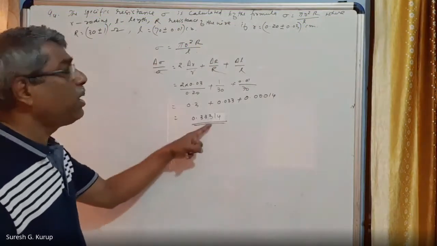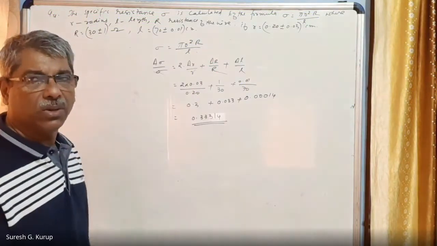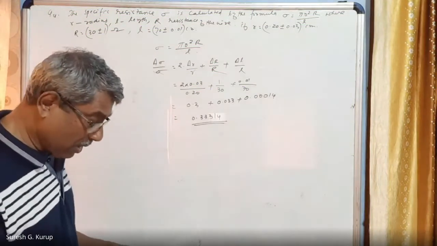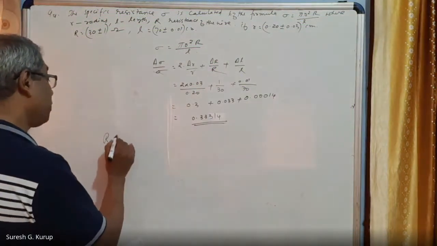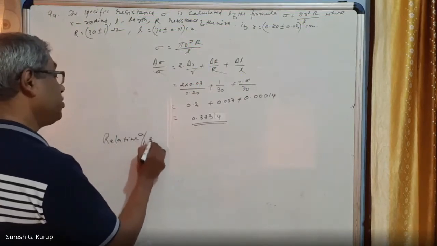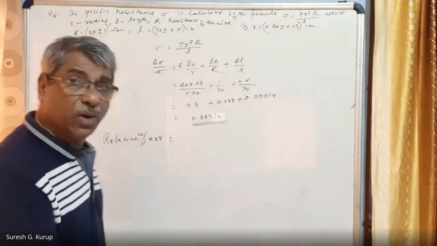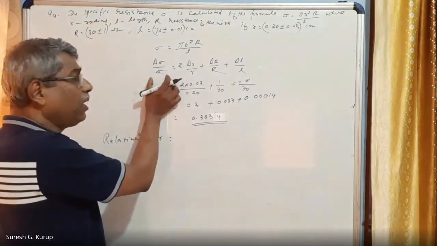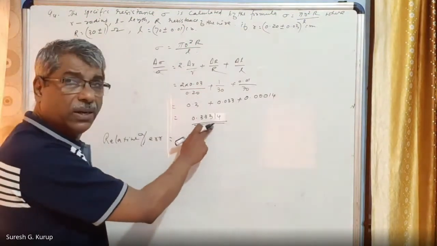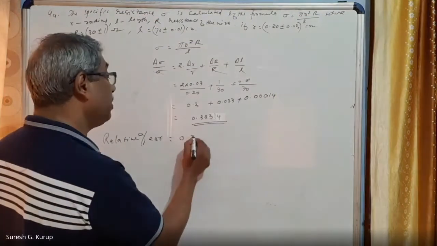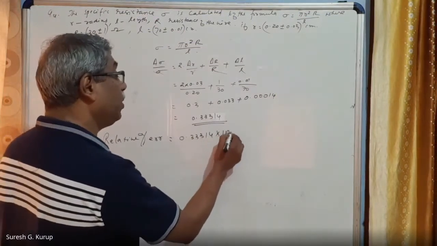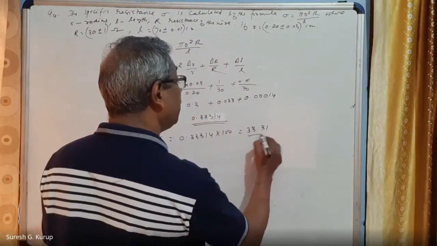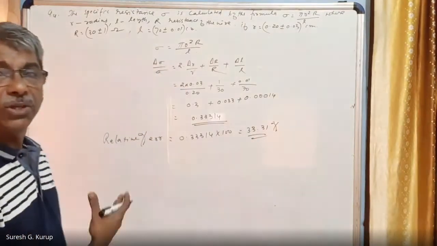Delta sigma is equal to relative error into sigma. If sigma is given, then delta sigma can also be calculated. That is the absolute error in the measurement of sigma. Sigma is the specific resistance. And relative percentage error is equal to relative error into 100. Relative error is absolute error divided by real value. That value you got here, 0.33314, the whole into 100, is equal to 33.31. So you are getting 33.31%.